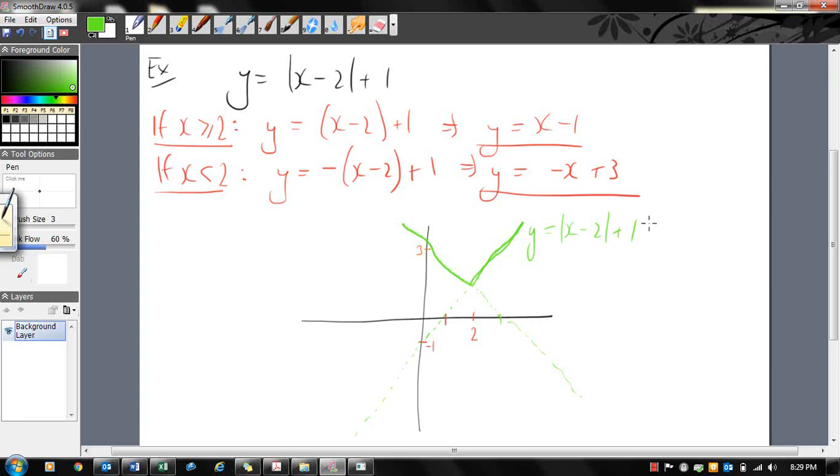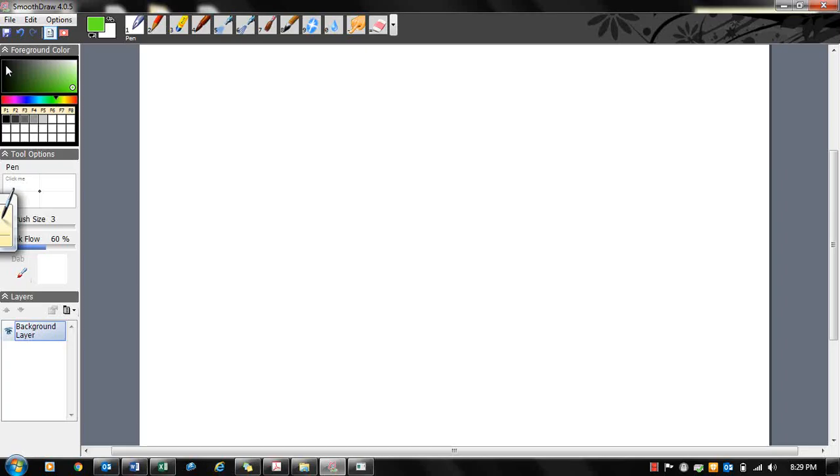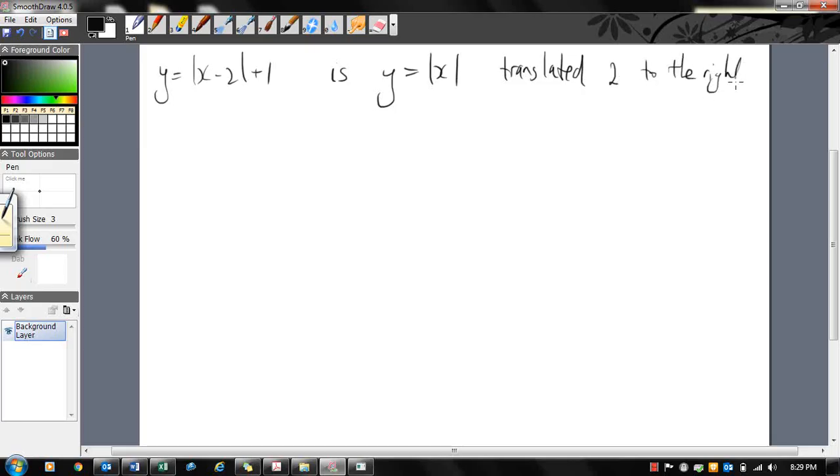Okay, so that's the slow way. The fast way, x minus 2 plus 1. The fast way is to say this graph is just simply y equals mod x with some translations. It's translated 2 to the right. That's this here, telling us it moves 2 to the right. And this is telling us it moves 1 up. So, really simple.